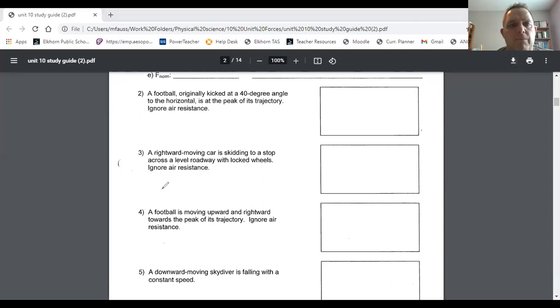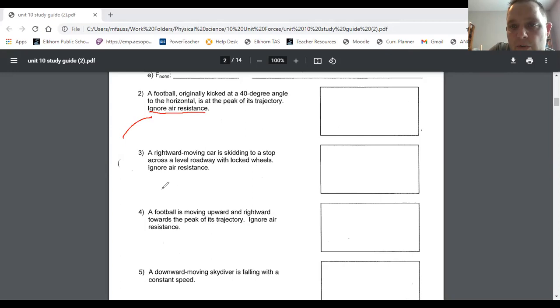So, a football originally kicked at a 40-degree angle to the horizon is at its peak of trajectory, ignore air resistance. Well, if we think about it, we've kicked this football and it's going up, and then it's eventually going to come back down, but it's at the peak of its trajectory, so it's at the top. Now here, if it's right at the peak at this instant, we have to know what forces are dealing with it. And again, here it says ignore air resistance, so we don't have to do that force.